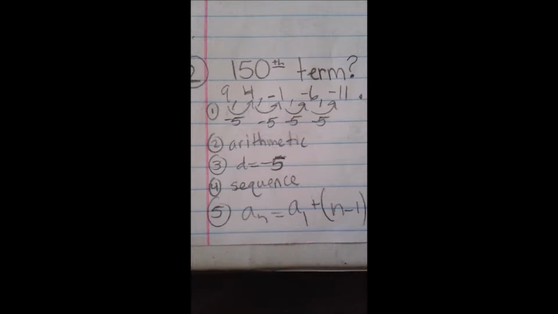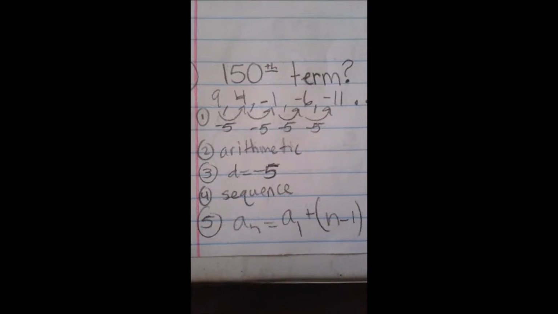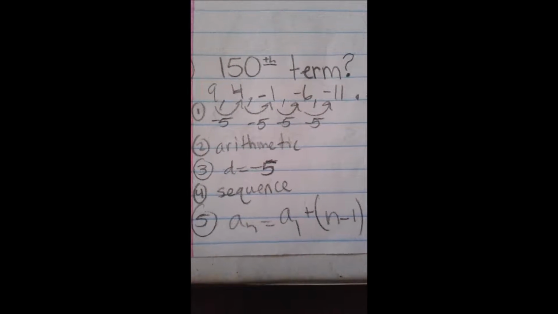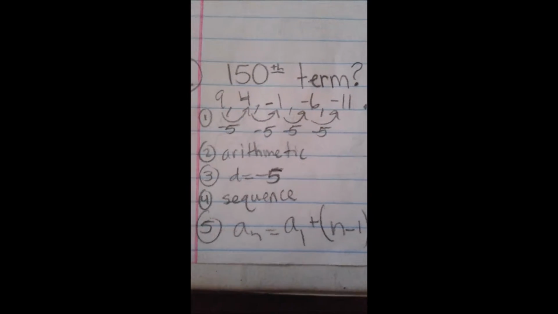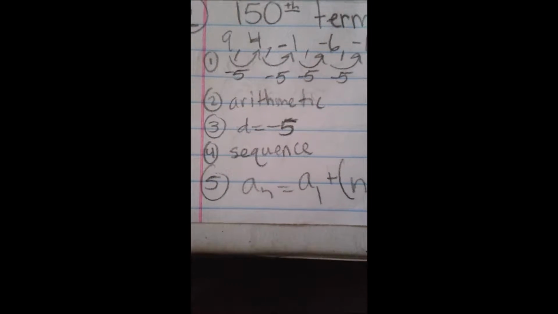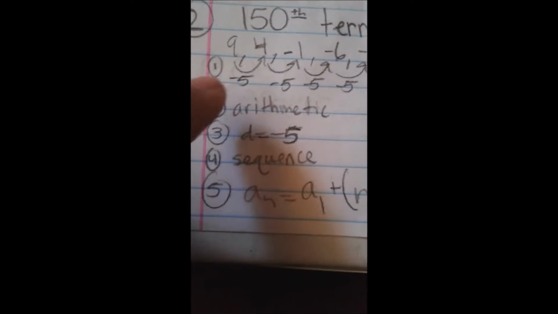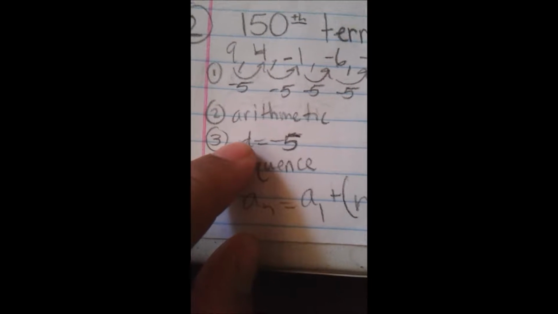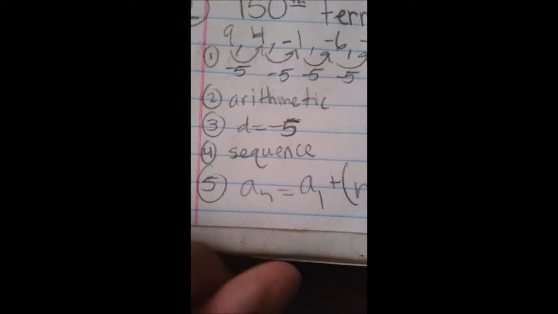So in this equation, we're given a list of numbers, and we're told to find the 150th term. First, we have to figure out if it's arithmetic or geometric. We found out that it's arithmetic, and the common difference is -5. And the equation that we're going to be using is a_n equals a_1 plus (n minus 1) times d.